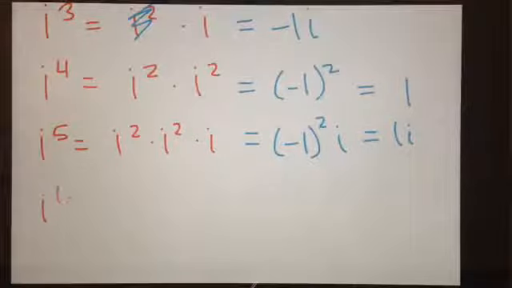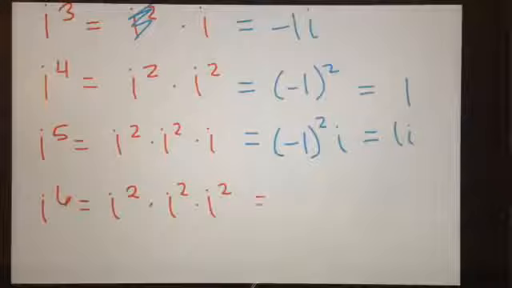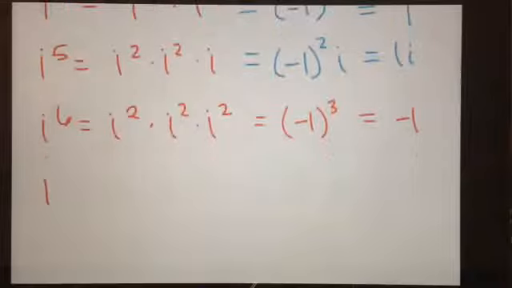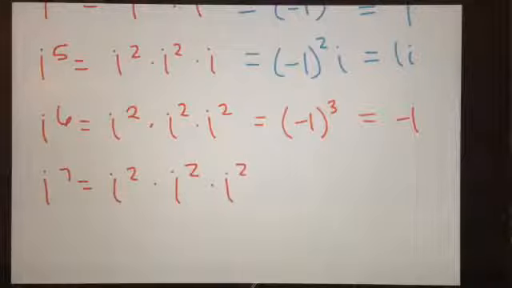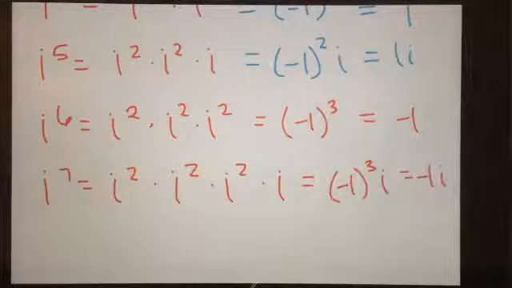If we look at i to the sixth, this is like i squared times i squared times i squared, which is like -1 times -1 times -1. So I'm going to say this is -1 to the third power. -1 to the third power is just -1. i to the seventh equals i squared times i squared times i squared times i. So we have three sets of -1, so three -1s and an i on the end, so that's -1i.